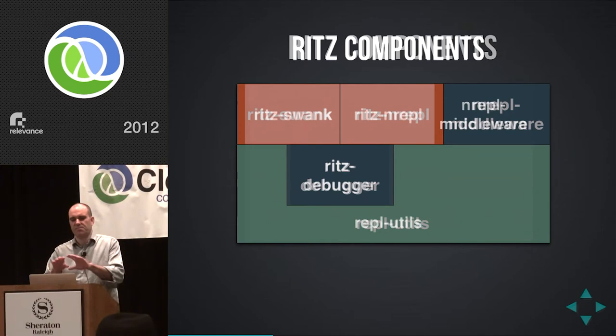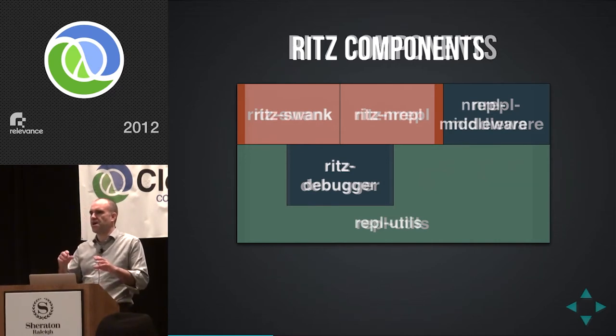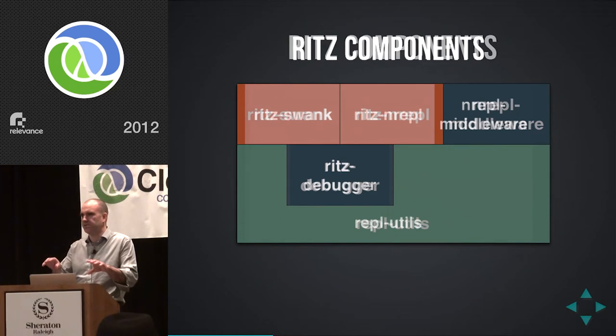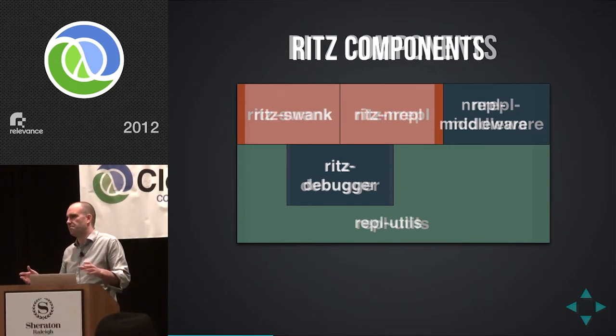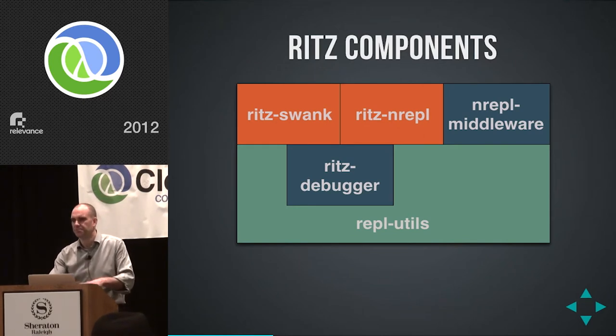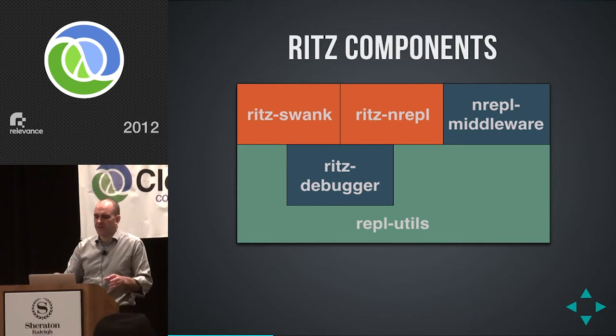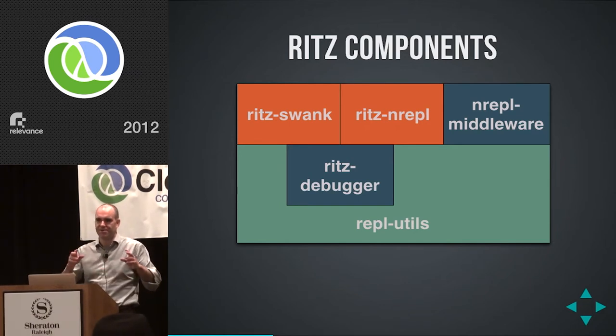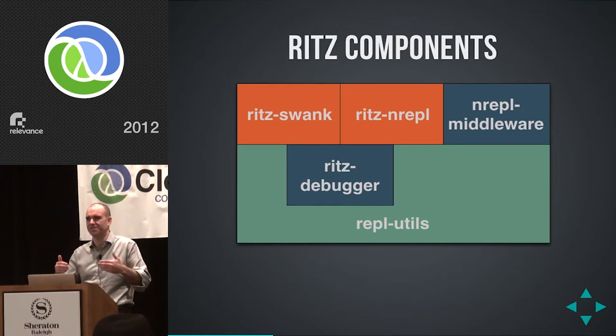And then on top of this REPL utils, we now have nrepl middleware, which is a separate library that just wraps the base level REPL utils in middleware that you can use from any nrepl client. So you can use the Ritz completion or the Ritz apropos in any client that supports the middleware operations for those features. I also split out the Ritz debugger into a separate library, which is independent of Emacs or nrepl or anything else. And on top of that, we now have Ritz swank and Ritz nrepl, which are the two libraries, the two REPL servers that we actually use for debugging.